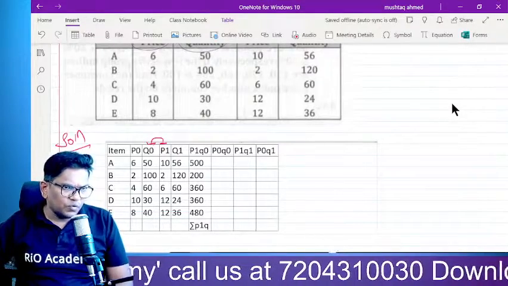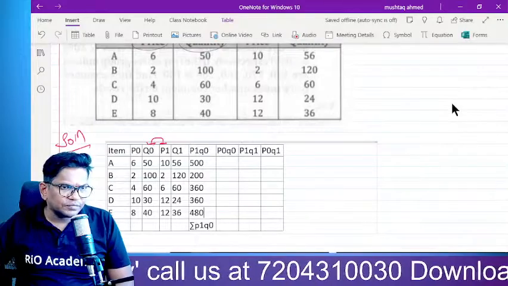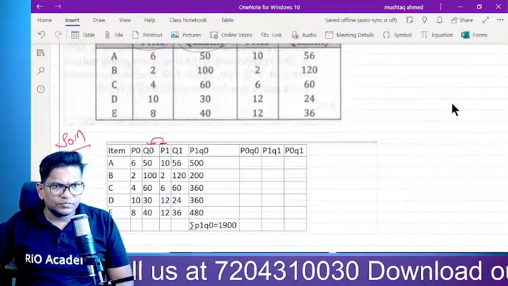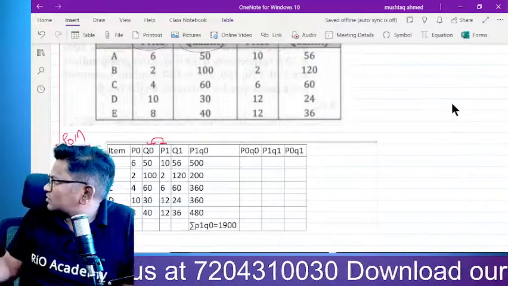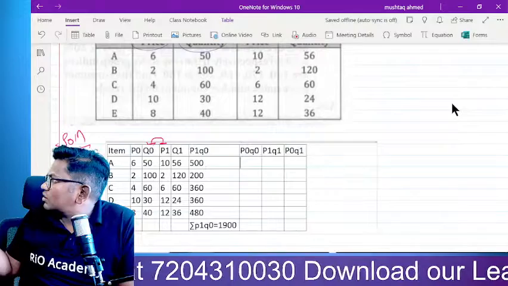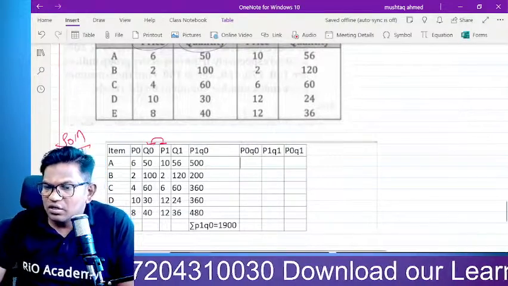1,900. 1000. 900. Next. 300. One second.